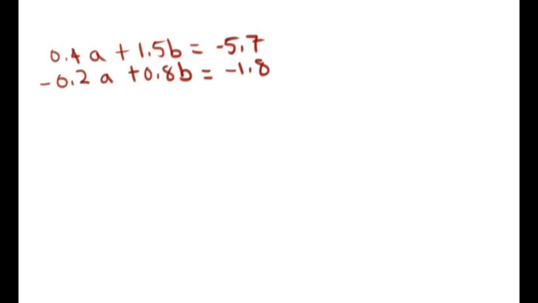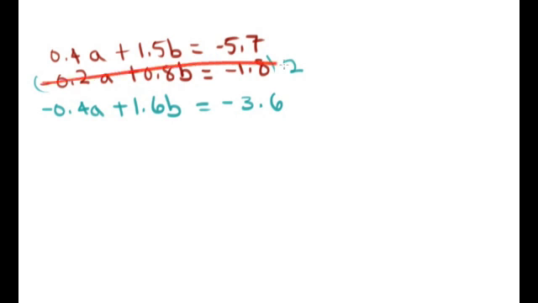So what here can we multiply to get two opposites of the variable? Well, we have 0.4a and negative 0.2a. So if you multiply the second one by 2, we will get 0.4a and negative 0.4a. So we can cancel the a's out. So we would get negative 0.4a plus 1.6b is equal to negative 3.6. So we can get rid of this equation.